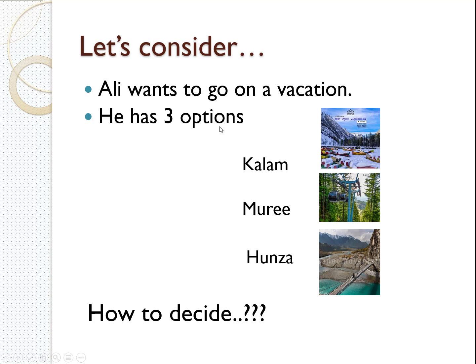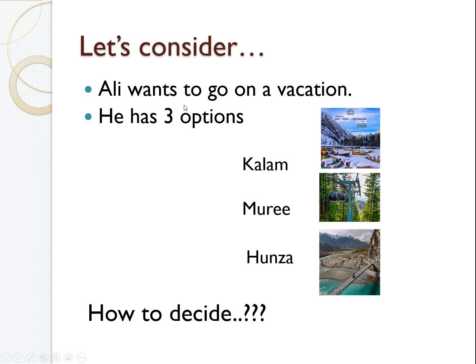He has three options: Kalam, Mari, and Hunza. Okay, how to decide? Every place has some specific criteria. These are three alternatives basically. Now, there are some criteria we need to have.